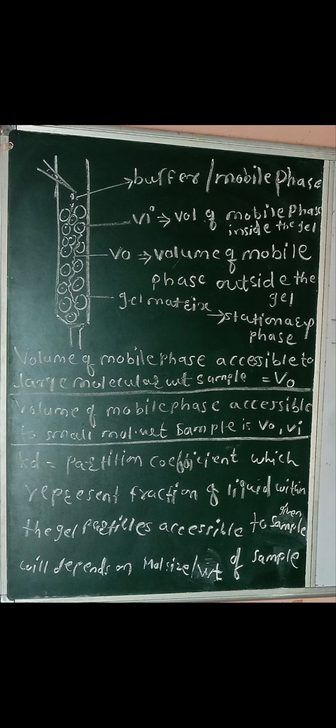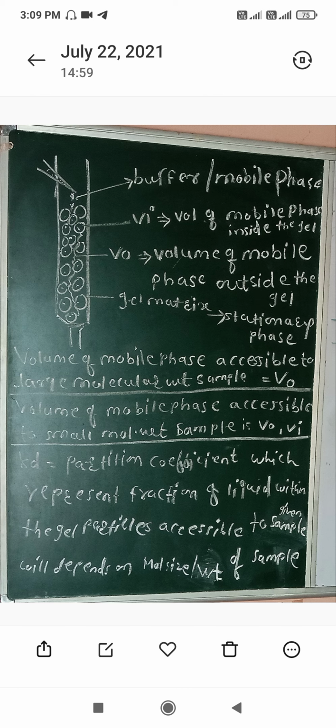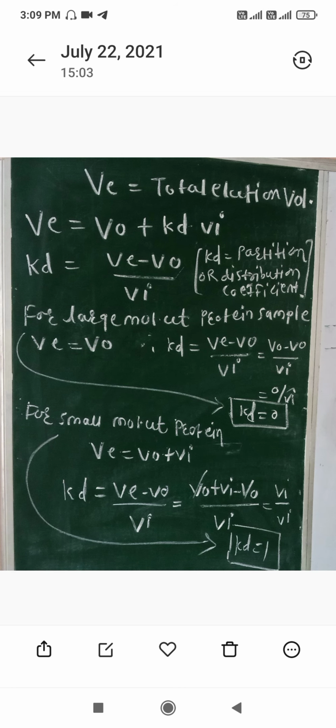The value Kd is nothing but the partition coefficient or distribution coefficient, which represents the fraction of the liquid within the gel particle accessible to the given sample, or the fraction of the liquid or mobile phase accessible to the sample which is to be separated by this gel filtration chromatography. So it also depends on the molecular weight of the sample. Distribution coefficient or partition coefficient is nothing but the concentration of the sample in two different phases: the concentration of sample in mobile phase as well as the concentration of sample in stationary phase.